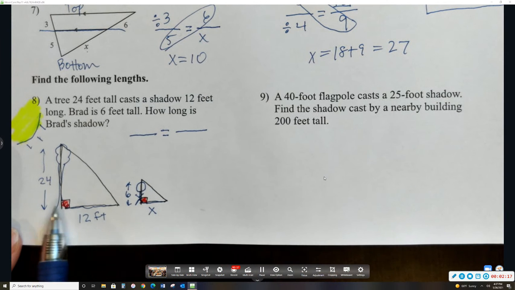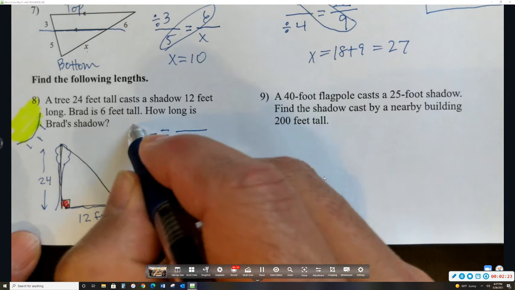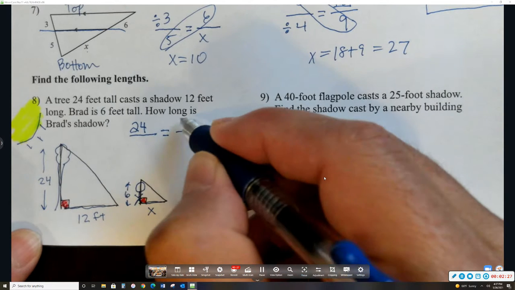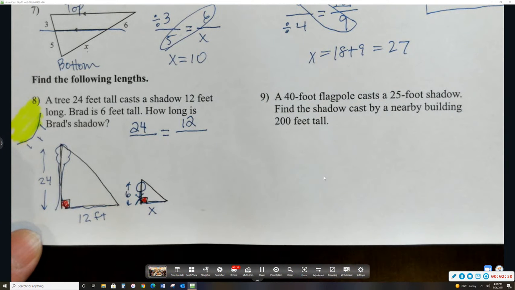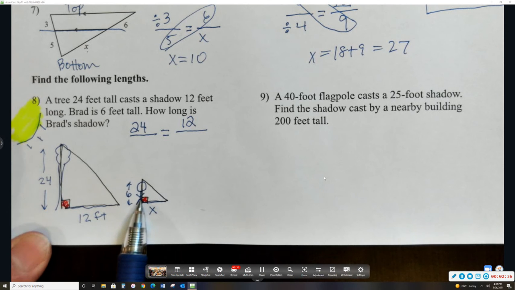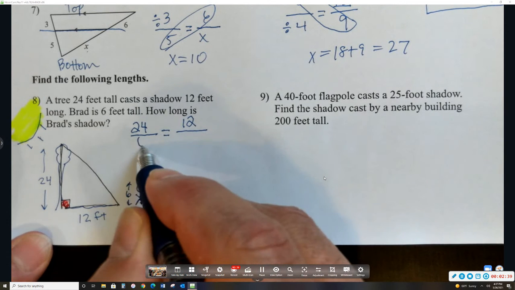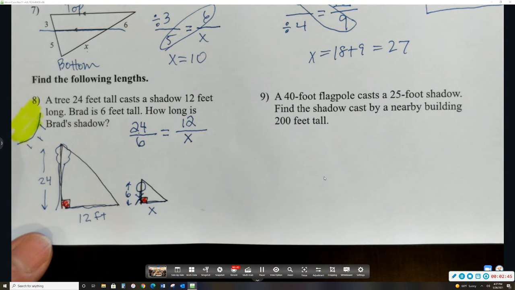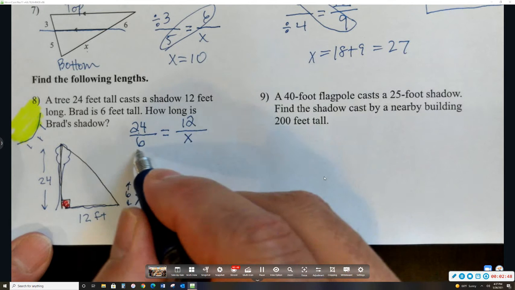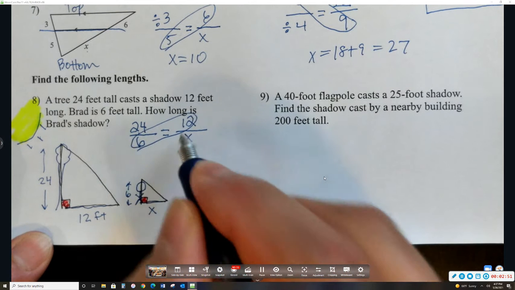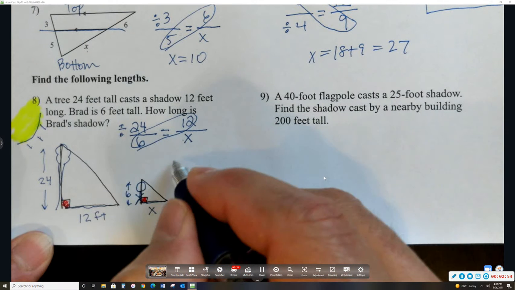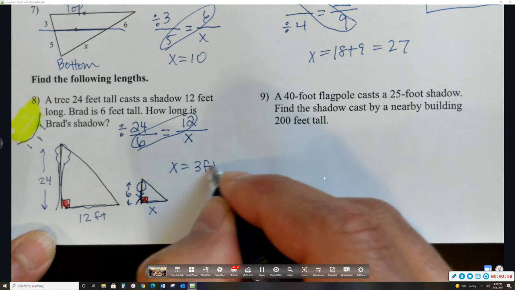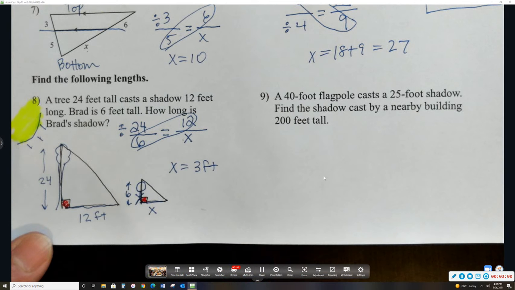Okay. Again, I'm going to look at the tree and call this the tree triangle. The tree triangle has two measurements: 24 is the height of the tree, and 12 is the tree's shadow. And then I put the corresponding sides underneath that. The corresponding sides for Brad's triangle would look like this: 6 is Brad's height, and X is Brad's shadow length, and that's what we're looking for. And then again, cross multiply, divide by 24, and you get X equals 3 feet. Okay, 3 feet.